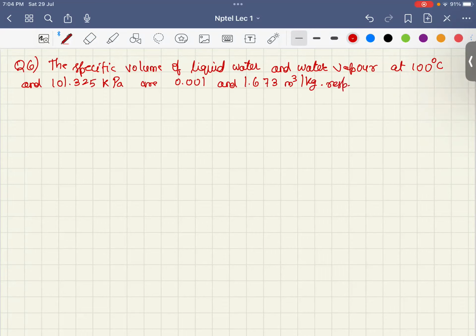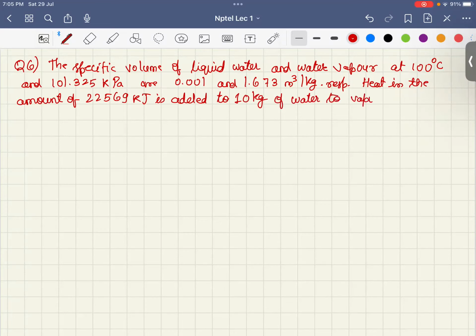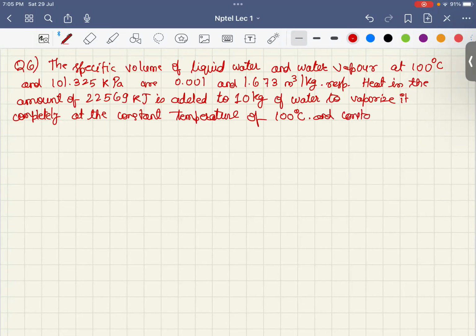Heat in the amount of 22569 kilojoule is added to 10 kg of water to vaporize it completely at the constant temperature of 100 degrees centigrade and constant pressure of 101.325 kilopascal.